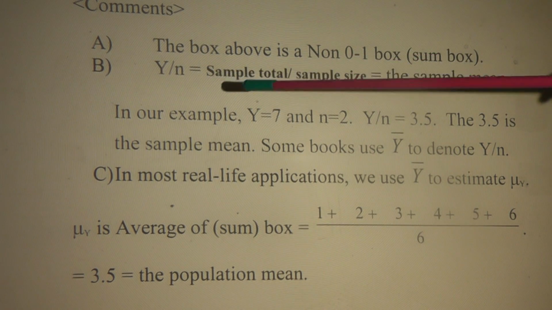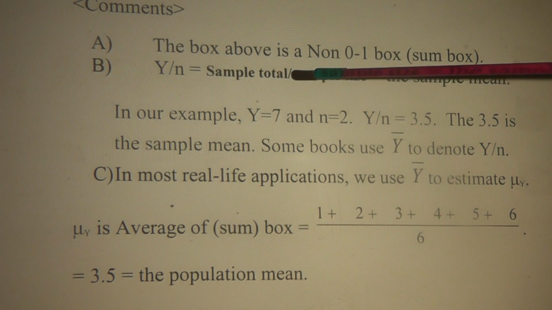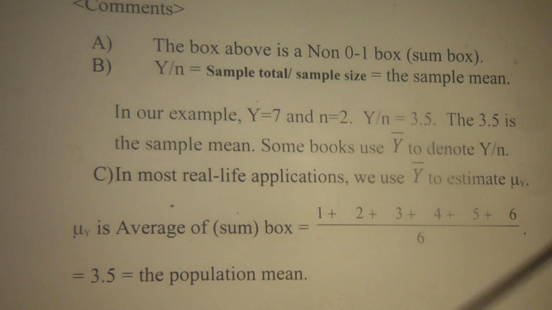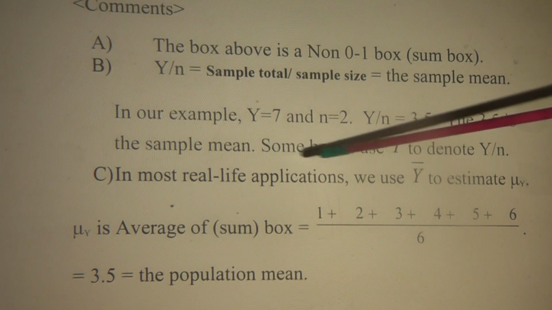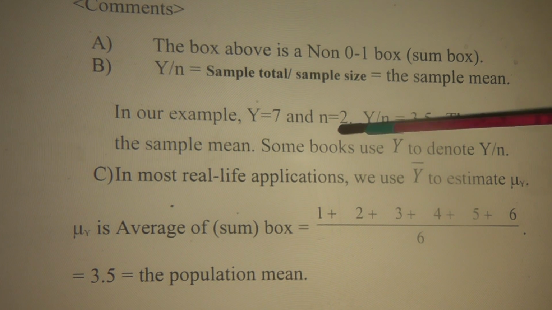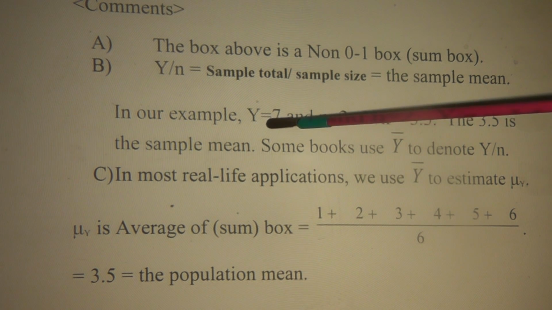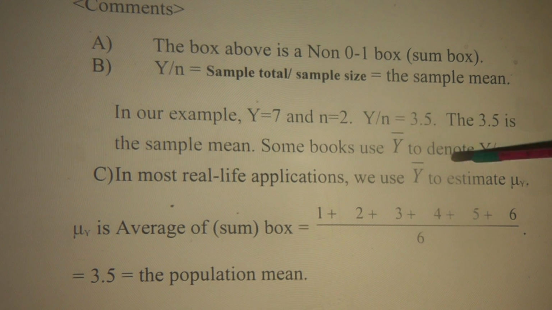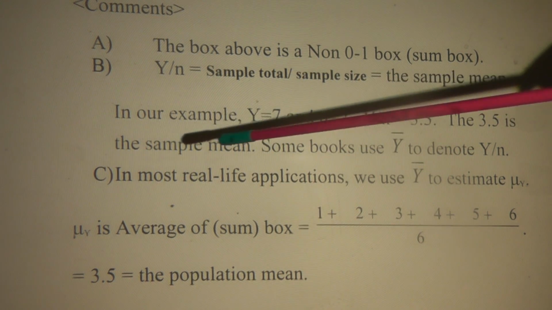Y divided by n. Y is what we call the sample total. Sample total divided by sample size. This is how we define the sample mean. In our example, y is 7 and n is 2. Y is y1 plus y2, 2 plus 5 is 7, right? And n is 2. The sample size is 2. So 7 divided by 2 is 3.5. So the sample mean is 3.5.